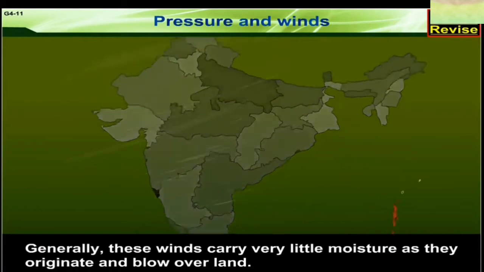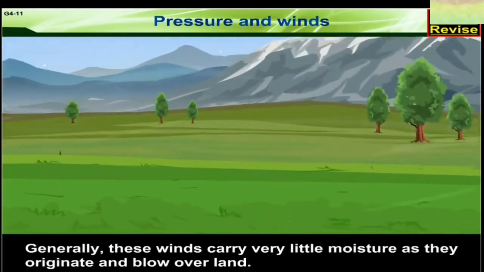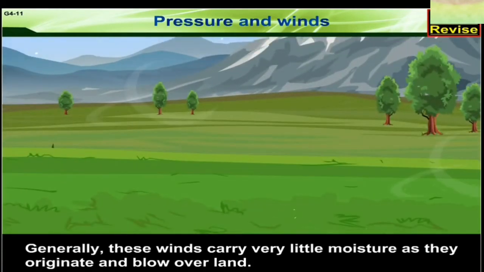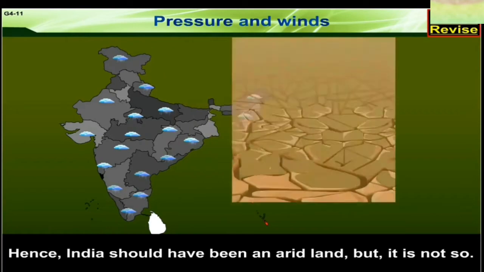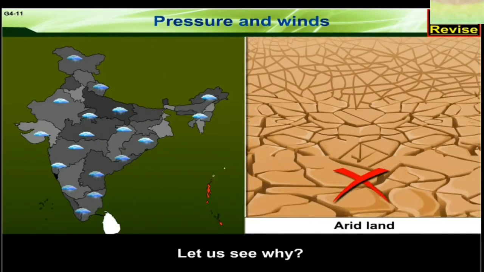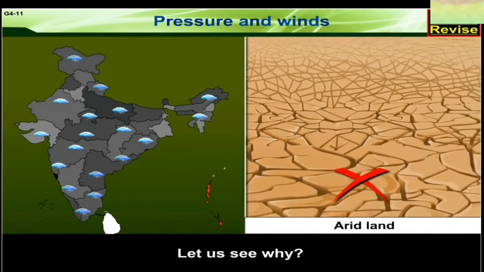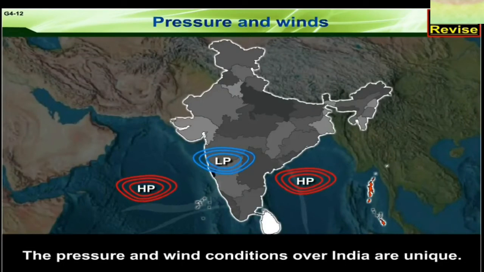Generally, these winds carry very little moisture and they originate and blow over land. Therefore, they bring little or no rain. Hence, India should have been an arid land, but it is not so. Let us see why. The pressure and wind conditions over India are unique.